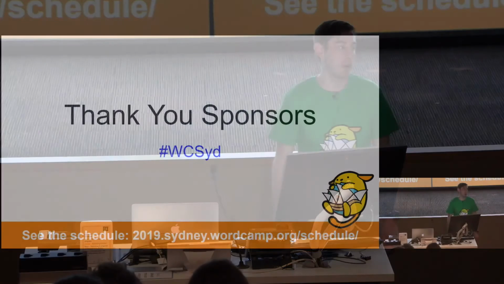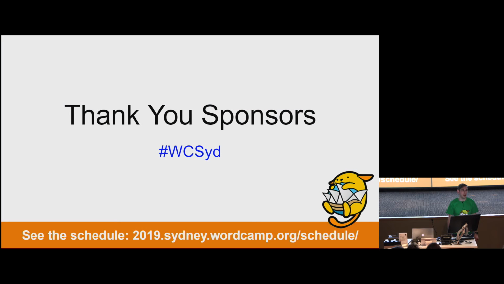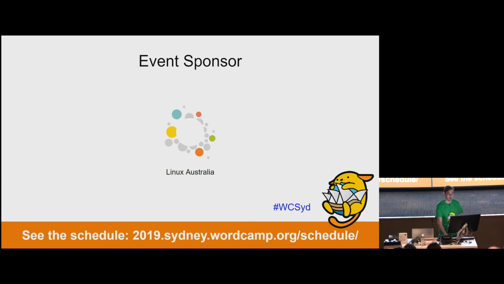This event is also not possible without our sponsors. I don't know if you've noticed, but the ticket price is very cheap. The cost per person is actually over $240, and the tickets are only $70. So it's a huge discount, and without our sponsors, that's not possible. Our main event sponsor, we run under Linux Australia. They give us bank accounts, they help us with insurance, and run the whole event pretty much for us in terms of budget stuff. And thank you, Linux Australia.